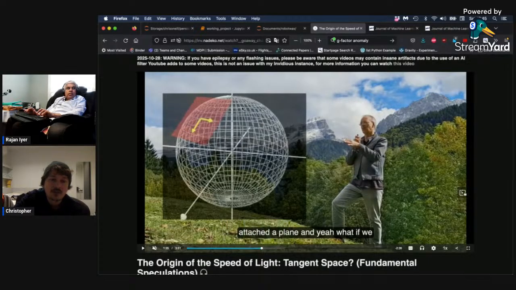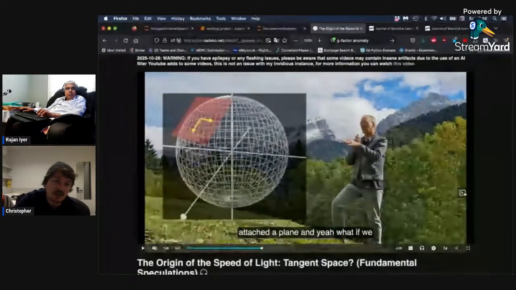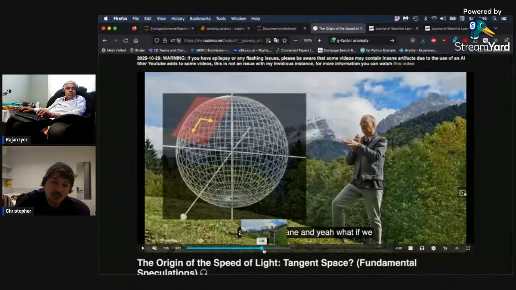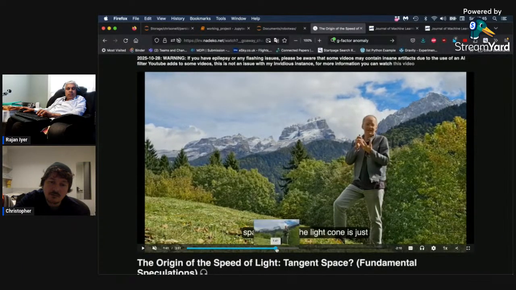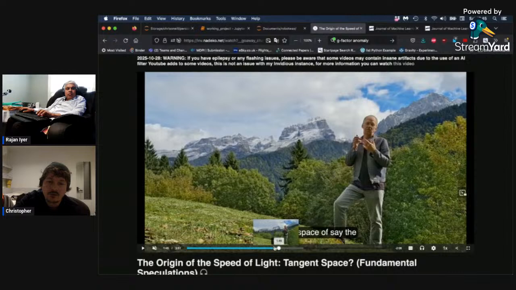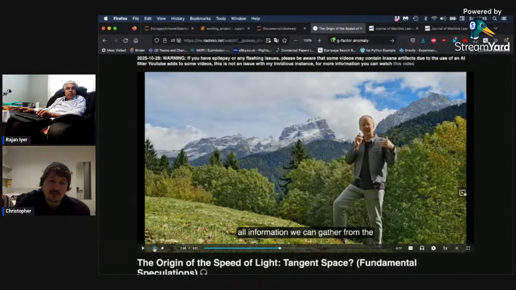So here he's talking about we have a hypersphere, which is the quaternion sphere, and then a tangent plane. And then he talks about you could project... he has this sort of complicated idea of a light cone, and well, you might as well listen to what he has to say. Maybe he'll explain it a bit better.